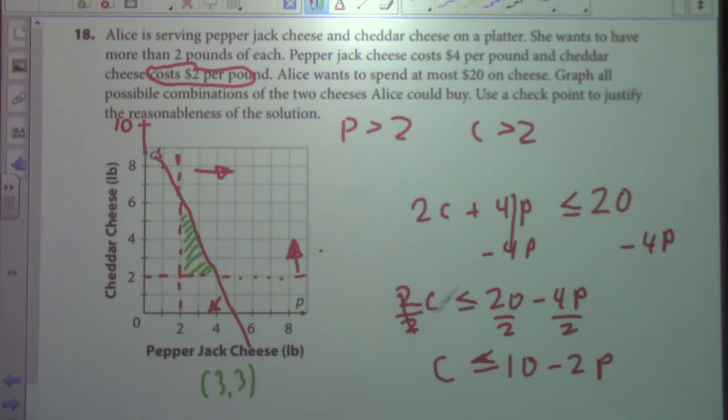So if we use this inequality here, we're going to have 3, because P is going to be it. That's P, right? So 4P, so 4 times 3 plus 2 times 3. That's going to be 12 plus 6 is 18. Is that going to work? $18 works, right? It's less than or equal to 20 and has at least 2 pounds of each. So that's good, right? Yes. Okay, good work.